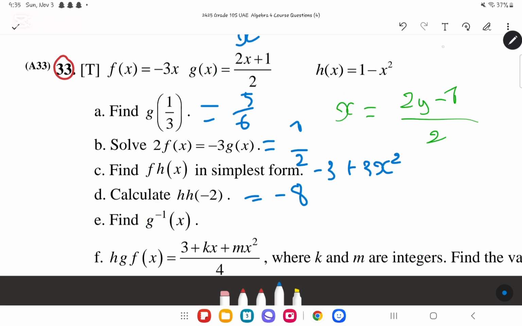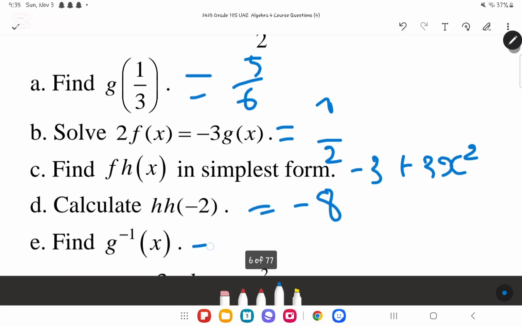Change the x into f inverse. Okay, or no, they need g, so change the x into g inverse of x. Change the y into x. So 2x minus 1 over 2. So for part E, our answer is equal to 2x minus 1 over 2. So that is part E done.